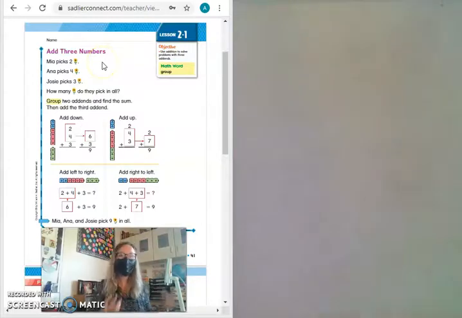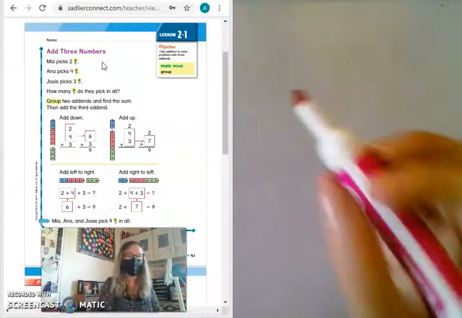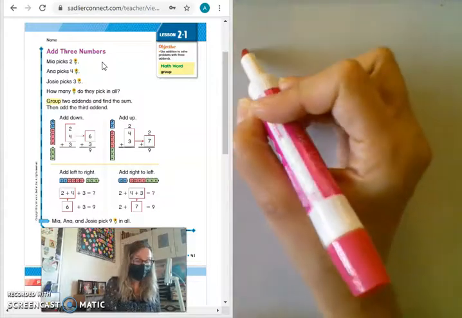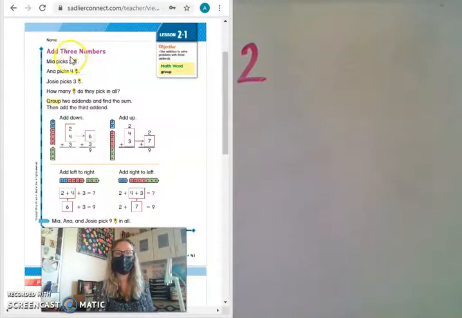Okay, so it says Mia, that's our first friend. Mia picks 2 daisies. Raise your hand if you love daisies. I think those are daisies. They're yellow though. Either way, they're beautiful flowers. You don't have to write anything down. I'm going to write down a 2. If you would like to circle the 2 daisies, that would be awesome, because we usually circle our parts or our add-ins.